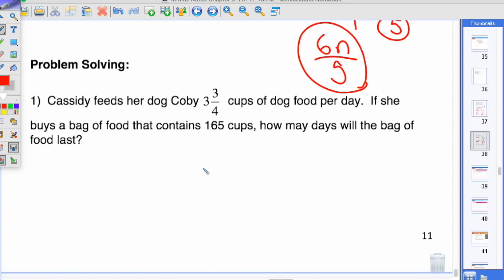Our last problem is problem solving. Cassidy feeds her dog Kobe 3 3/4 cups of dog food per day. If she buys a bag of food that contains 165 cups, how many days will the bag of food last?